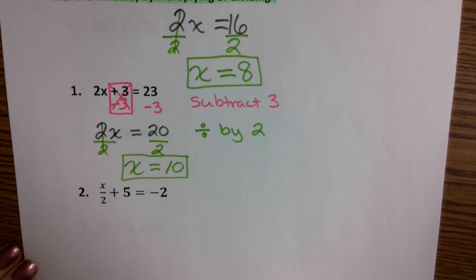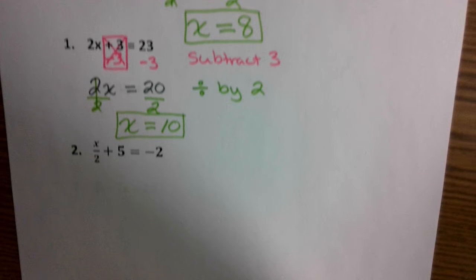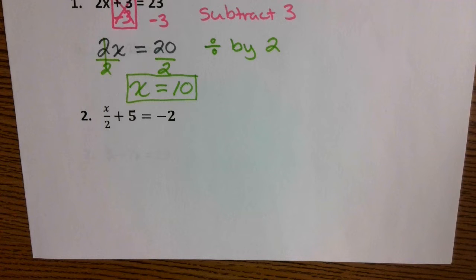For 2, it says x over 2 plus 5 is equal to negative 2. Who can raise their hand and tell me what inverse operation do we need to perform first? Jeremy? Subtraction. What are we going to subtract from both sides? 5. Okay, we're going to subtract 5 from both sides.